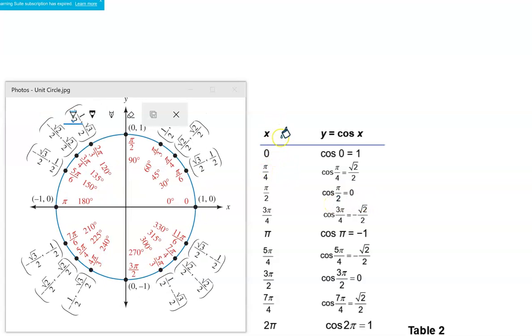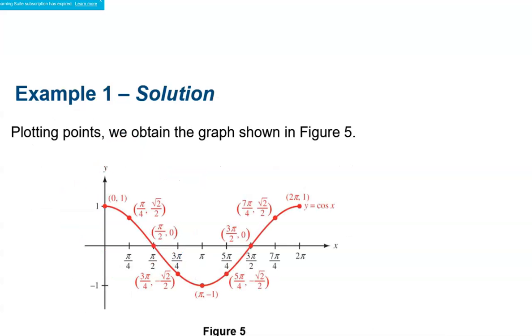For example, when x is pi/2, the cosine of x, remember cosine x is represented by the x coordinate, for angle pi/2 will give us x that is equal to 0. 3pi/4 will give us the x that is equal to negative square root of 2/2. So by plotting the points, we obtain the graph of shape of the cosine function.